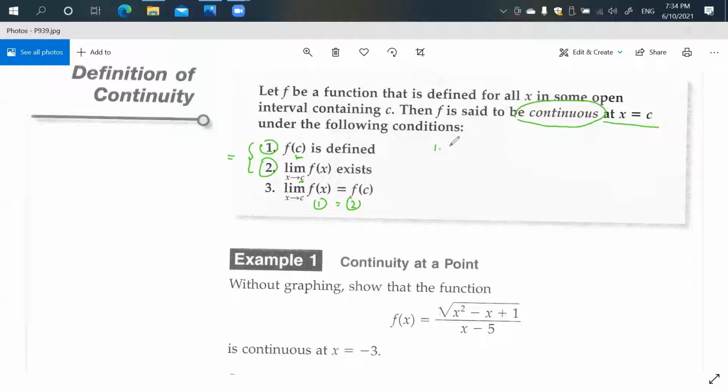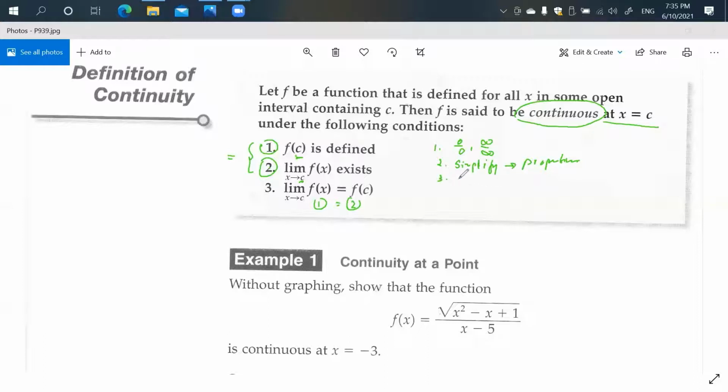If you replace x with c, in this case x equal to -3, and it comes out 0 over 0 or infinity over infinity, then you go to the second step, simplify. If you can simplify, you replace the value of x right away and get the answer. If you couldn't simplify, then we use properties of limits, or you can use the two-sided limit.